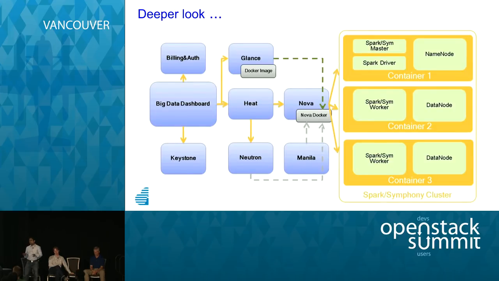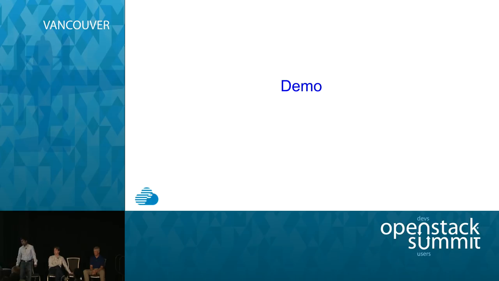This is a bit deeper look into the system. As you can see, the billing and authentication is there, the big data dashboard is there, from where the user logs in and requests. The Heat template, as I said, communicates with Neutron, Manila, Nova Docker, Glance, to give you a Spark cluster: container one, container two, container three, one of them being the master and the others being the slave nodes in the Spark cluster. So we have a small demo.